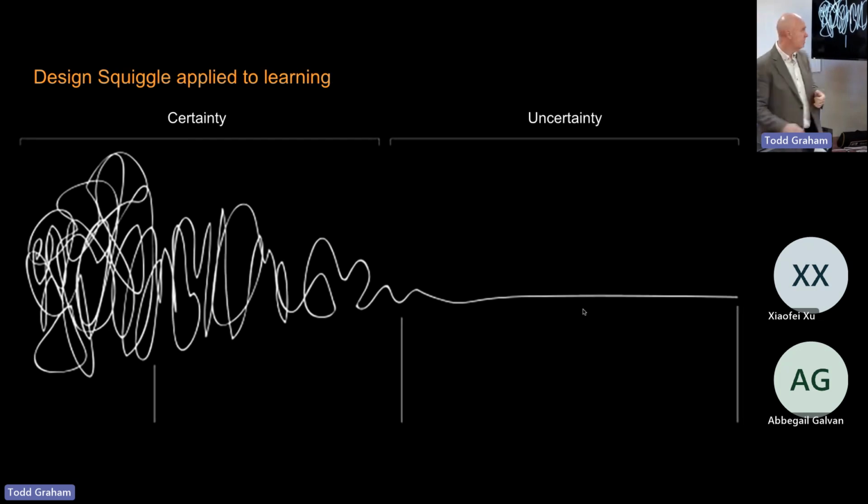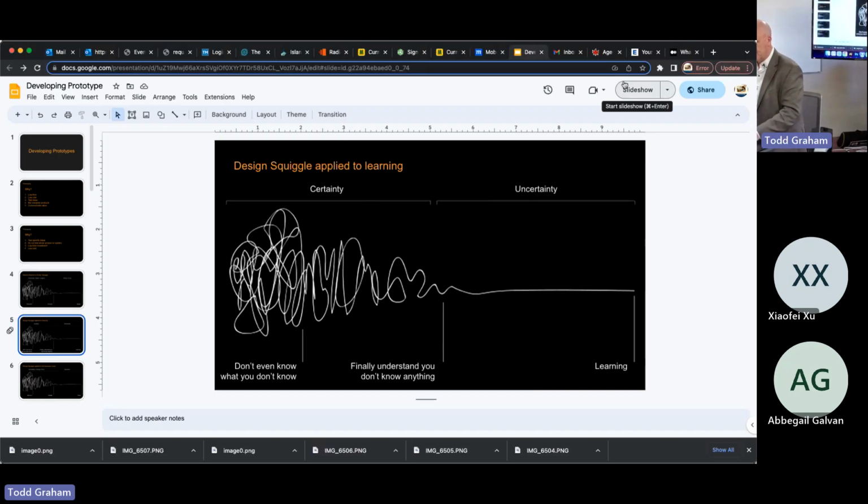I like the squiggle so much that I applied it to a few other things. So the design squiggle applied to learning, for example. I think I'm actually missing part of the bottom of this, so I'm going to just escape that. There we go. And you can still see it, I think. I just want to be able to see the bottom.